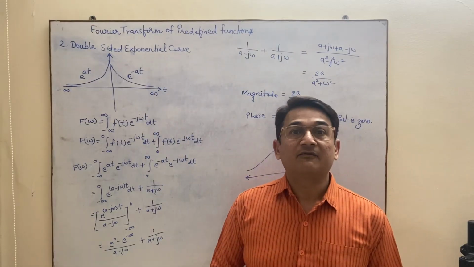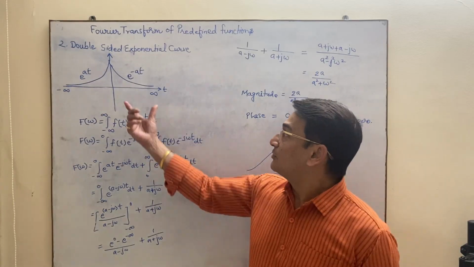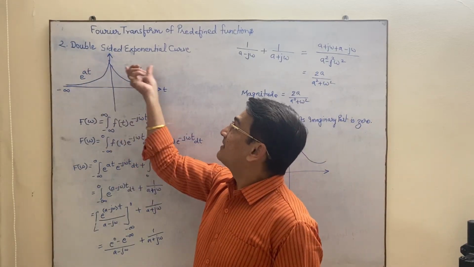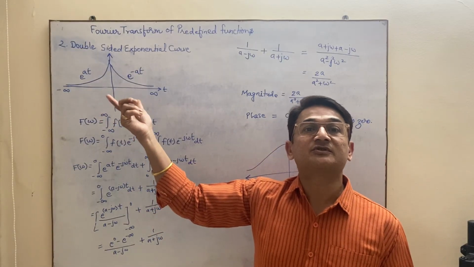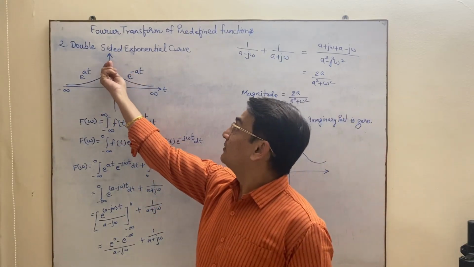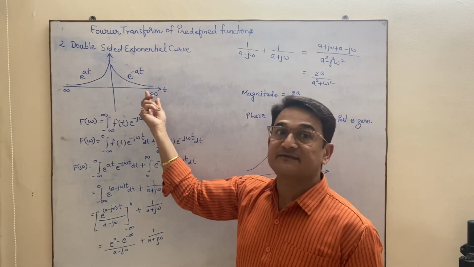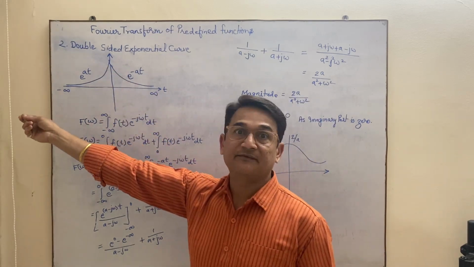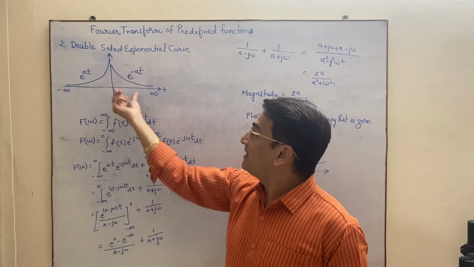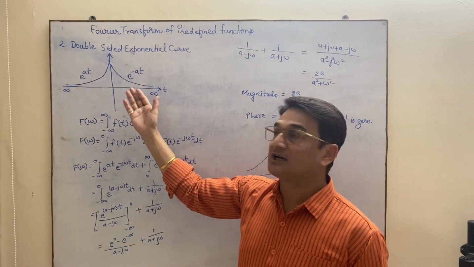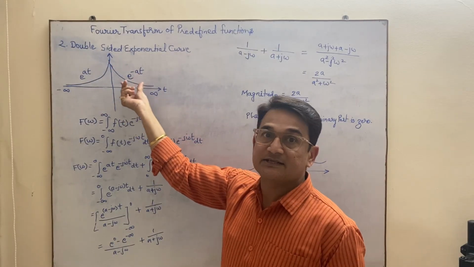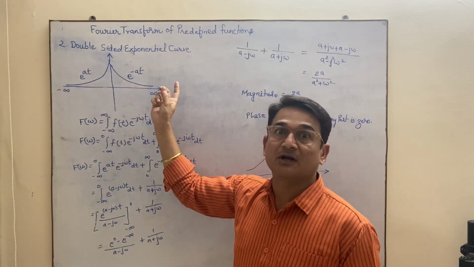Double-sided exponential curve and its Fourier transform. As the name suggests, a double-sided exponential curve means an exponential curve which exists on both sides of the axis. So it exists on the positive side as well as on the negative side. This part we have already covered in the single-sided exponential curve, which was e to the power minus at, because it is a negative exponential curve.